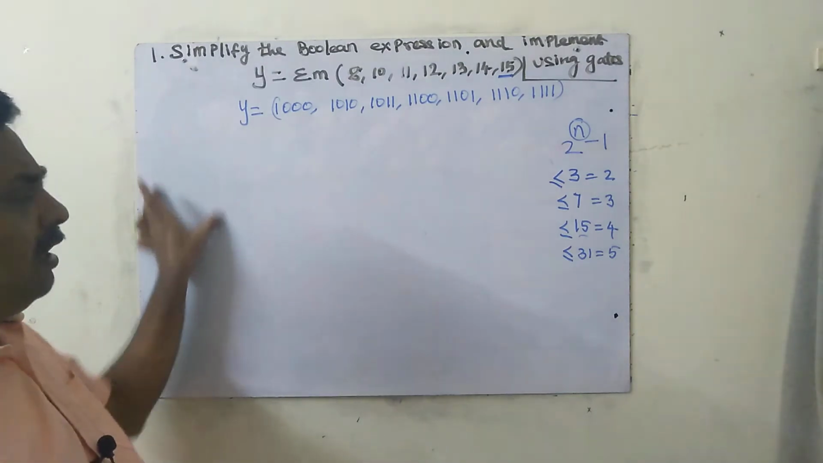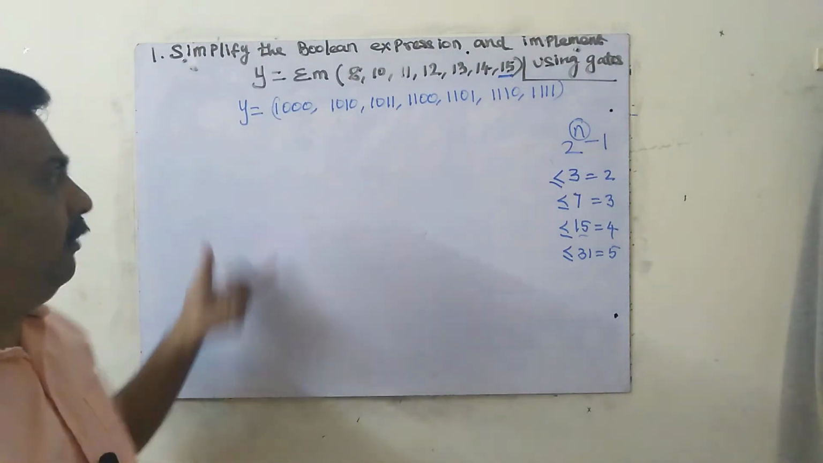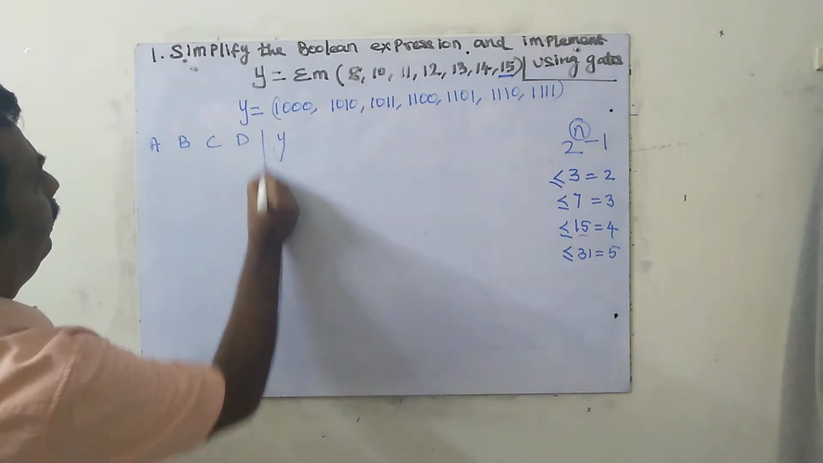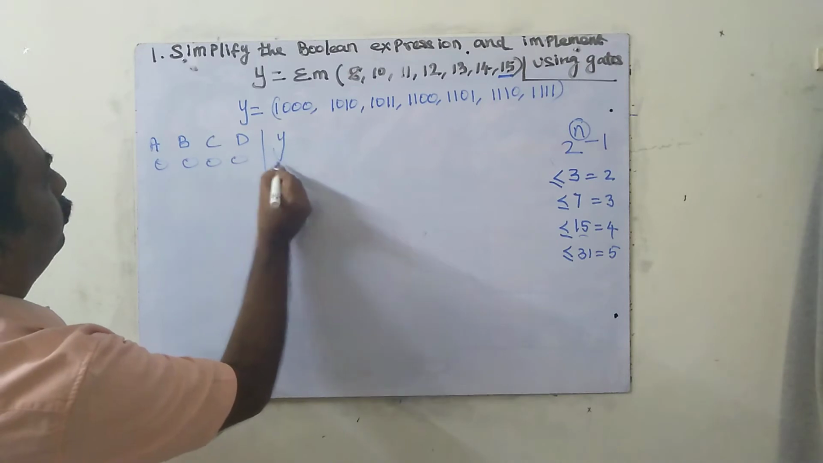I can draw the truth table. What is meant by a truth table? So 4 variables A, B, C, D, and the output is Y. Here 0, 0, 0, 0 means the output I should get is 0.